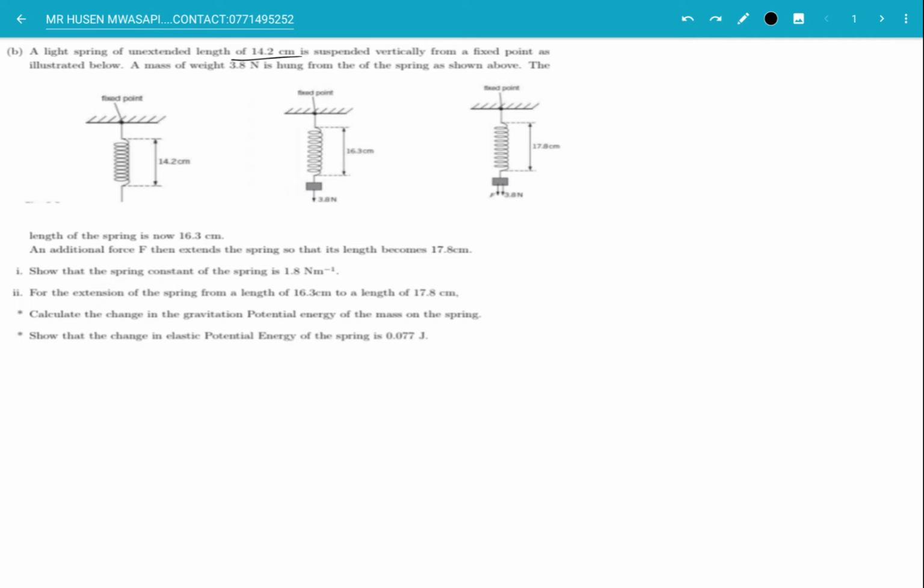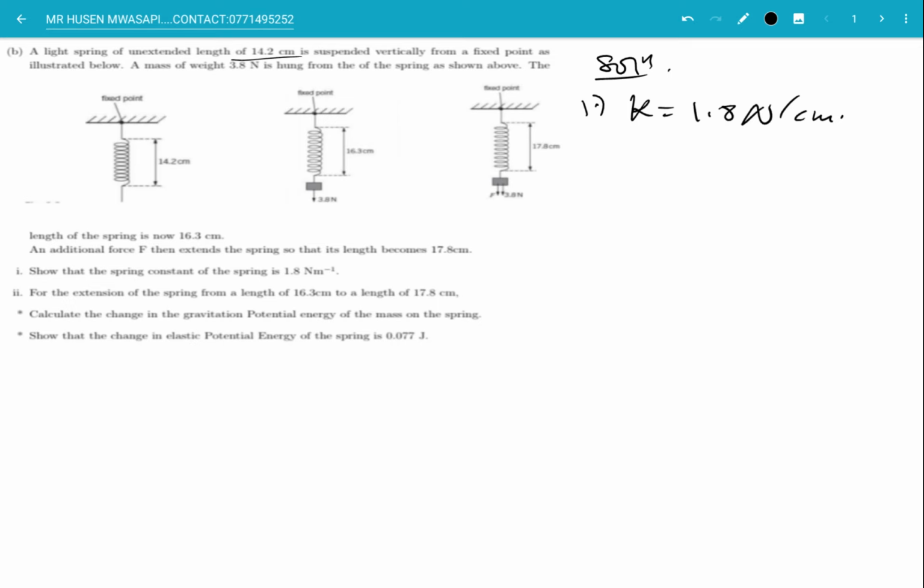So, one thing you should know is this. For starters, the question is wrong. We need to show the spring constant K is equal to 1.8 newtons per centimeter, because if you try and do it, you will realize that you will not show it. So it's supposed to be centimeters.